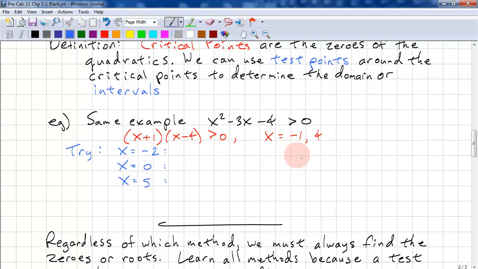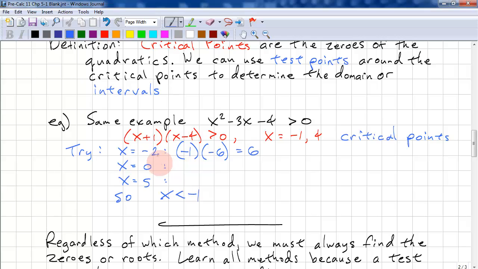Okay, so we're looking at the same example. Our critical points are -1 and 4. So we try -2. This is called the test point. We plug in -2 here. -2 plus 1 is -1. And we have -2 minus 4, that's -6. And we don't really care about the answer, but this one's easy to compute, so we'll just say 6. What we care about is the sign. So in the interval from -infinity to -1, it's true. So x is less than -1.